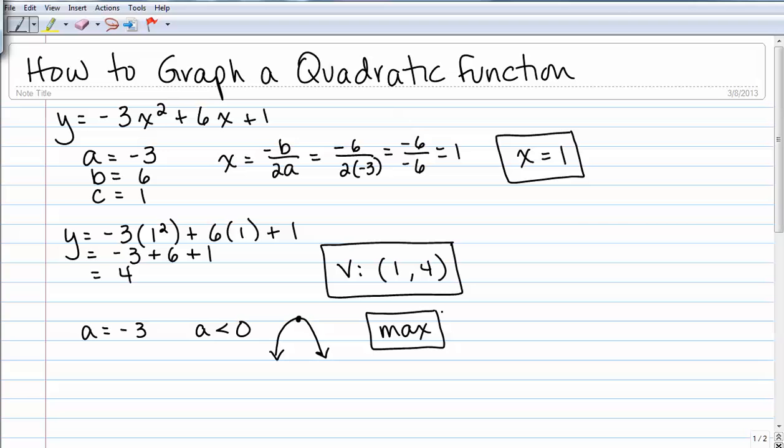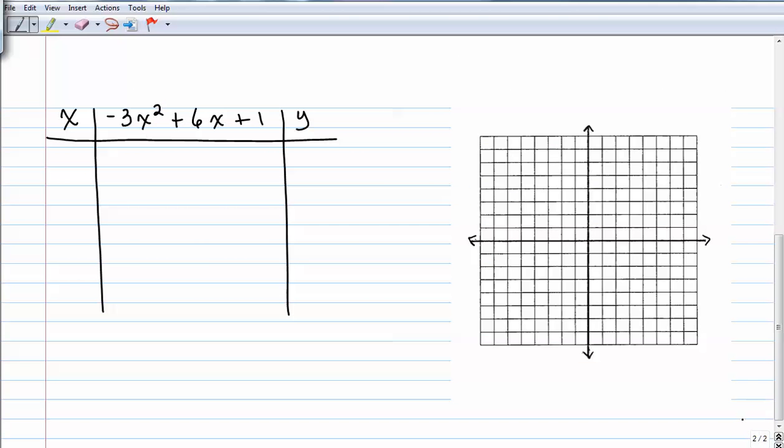Now I need to make a table of values so I can graph this. My vertex, the point 1, 4, is going to go into the middle of my chart. So I put 1 here and 4 here. Now I need to choose two x values that are smaller than 1, like 0 and negative 1, and two x values that are larger than 1, like 2 and 3. And now I plug each one of those in for x.